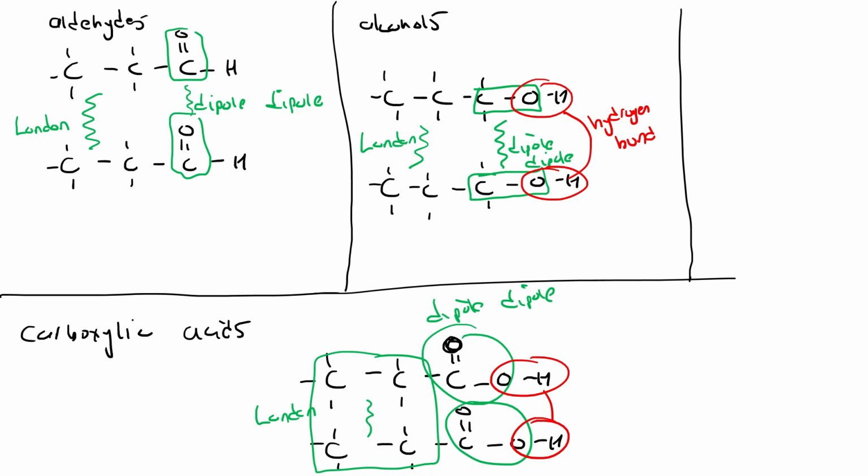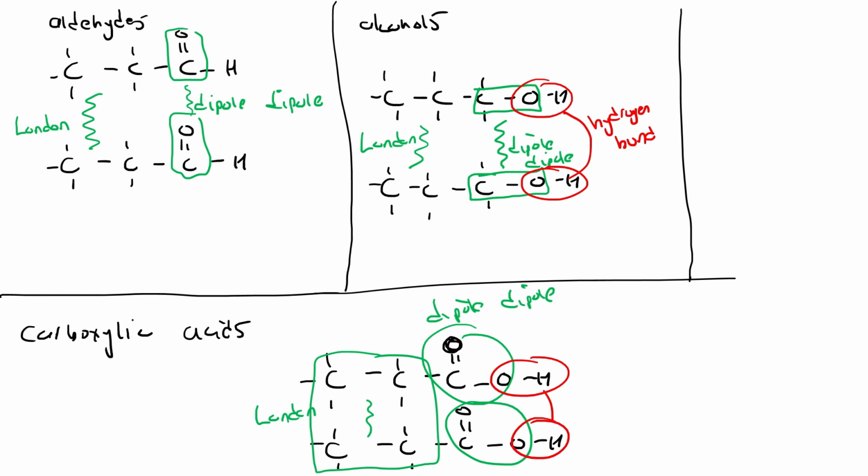So some learners will think that alcohols and carboxylic acids are therefore going to have very similar boiling points because they've got pretty much equal London forces. They've got pretty much one area where there's dipole-dipole, and then there's hydrogen bond. However, carboxylic acids actually produce 2 hydrogen bonds for every 2 molecules that come into contact with one another.